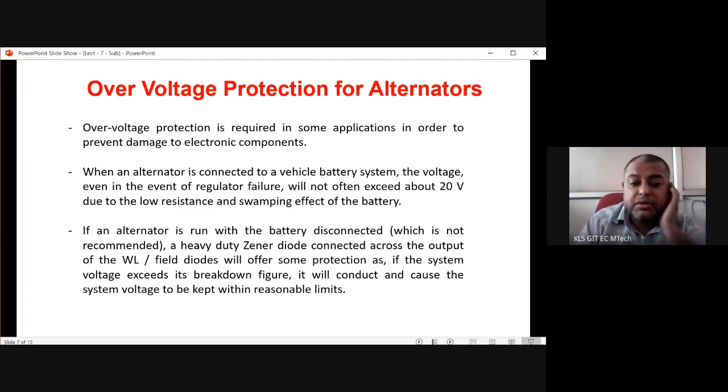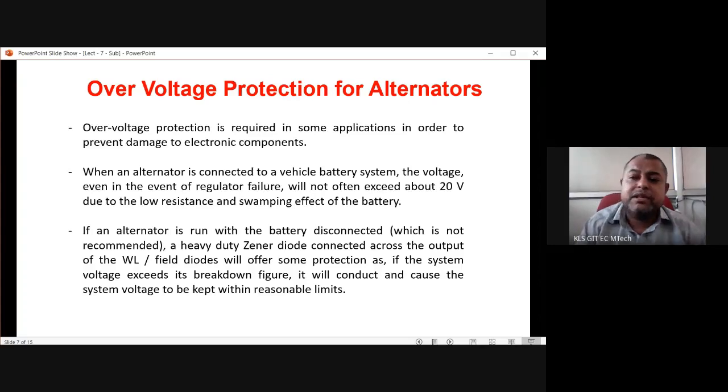Due to the heavy Zener diode connected across the output of the WL or field diode, it will offer some protection. These are additional protections against over voltage. If the system voltage exceeds its breakdown voltage, it will conduct and cause the system voltage to be kept within a reasonable limit. Across the output of the WL, that is the warning light, or field diodes, another Zener is connected.